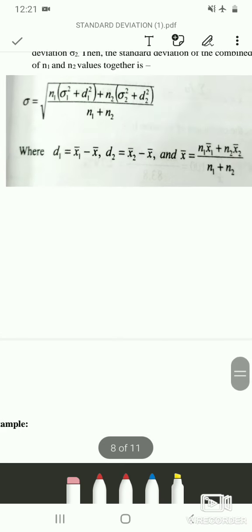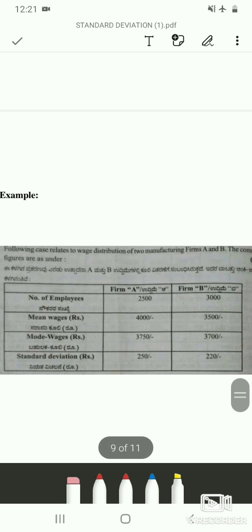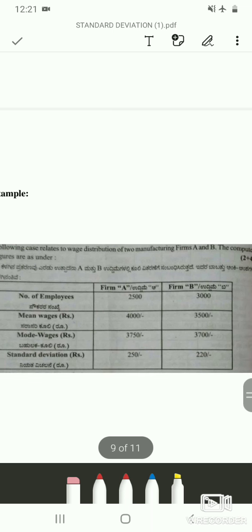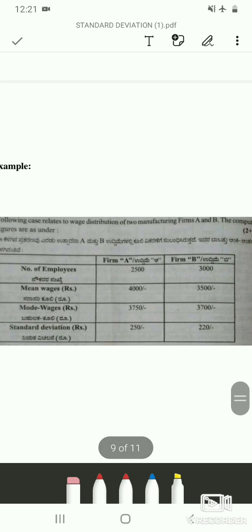So let us see an example. The question is, the following case relates to the wage distribution of two manufacturing firms A and B. The computed figures are as under. So they have given two manufacturing firms A and B, and also they have computed a few figures, that is they have given the information such as number of employees. For firm A it is 2500, for firm B it is 3000, and mean wages, which is nothing but x bar. So for firm A it is 4000, for firm B it is 3500.